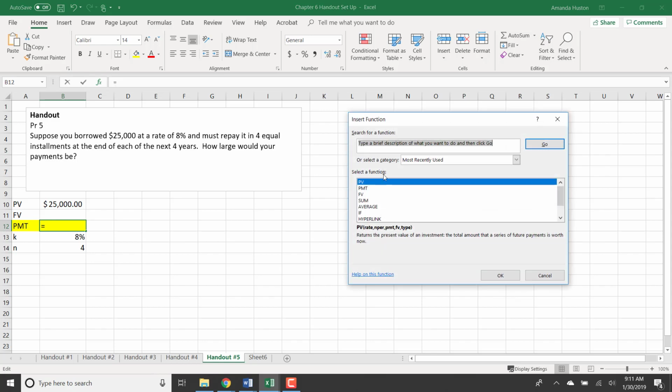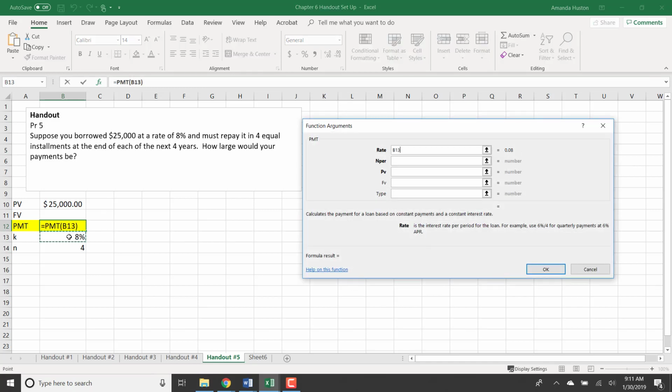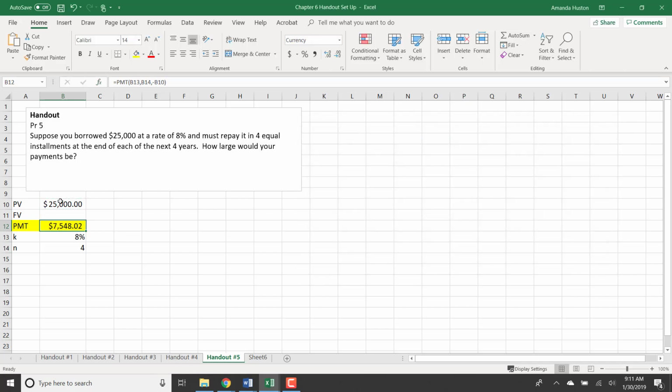FX. And I can just go to the list if I've already used it. Payment, click OK. So rate, then we have number of periods, and then we have the negative sign present value. So to pay off $25,000 at an 8% interest rate, we'd need to make payments at the end of each year of $7,548.02. All right.